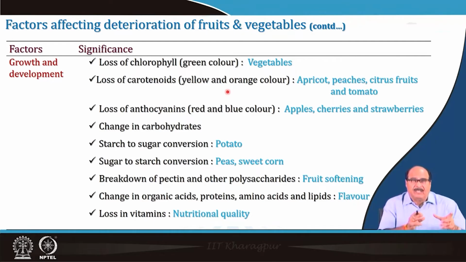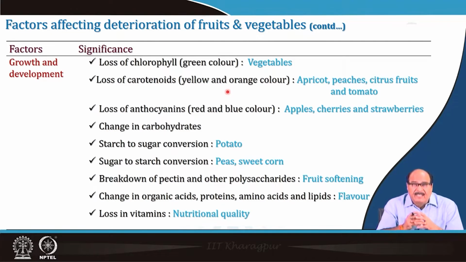Changes in carbohydrate may take place during growth and development, like starch is converted into sugar in the case of potato, particularly during post harvest if storage or handling conditions are not proper, which causes sweetening of the potato. In peas, sweet corn, etc., sugar is converted into starch. When the pea is tender, it contains more monosaccharides, which are responsible for its sweetness. But when the pea or sweet corn dries, these monosaccharides are converted into starch, which reduces its sweetness. Then breakdown of pectin and other polysaccharides may cause softening of the fruit.